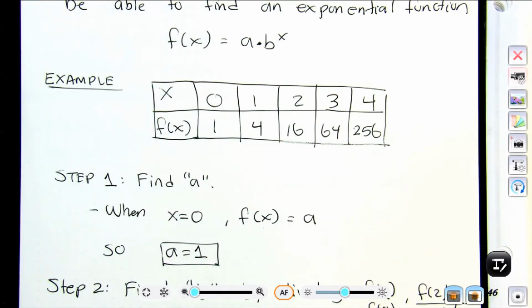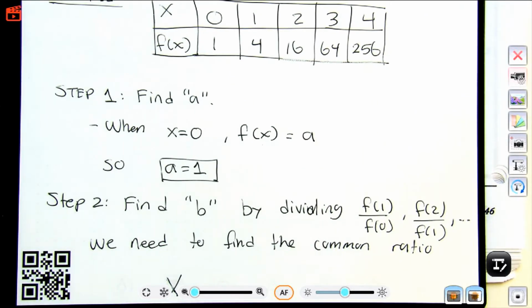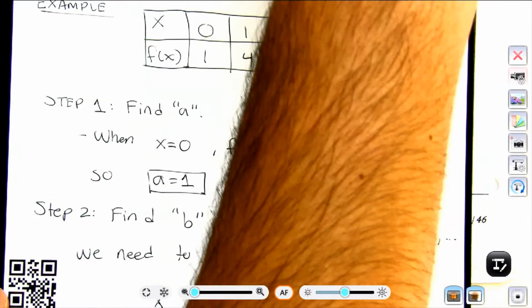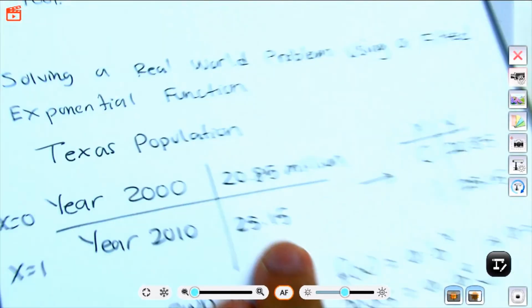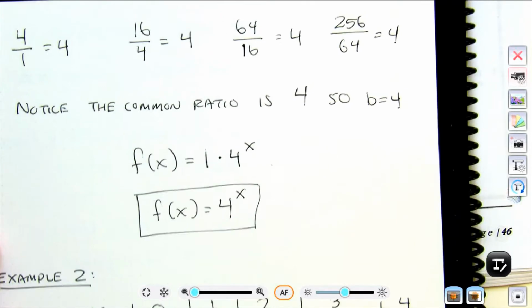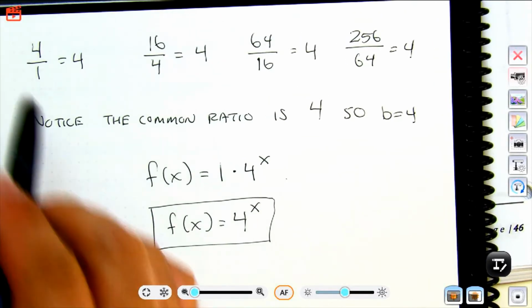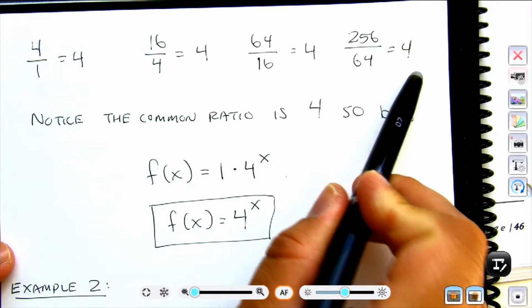Next, to find b, this is where we're going to be doing the ratio. To find b, we take the ratio of f1 over f0, f2 over f1, and so on. And we need a common ratio for this to be exponential. Just like we saw in the part A example, the common ratio was 4. So I wrote it up here: 4 divided by 1 is 4, 4, 4, 4. Since the common ratio is 4, b is 4.